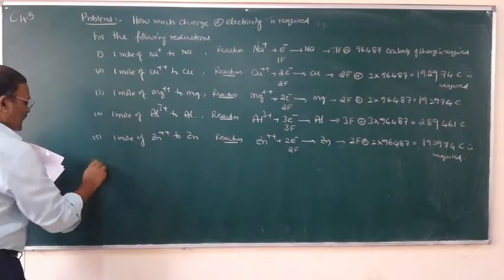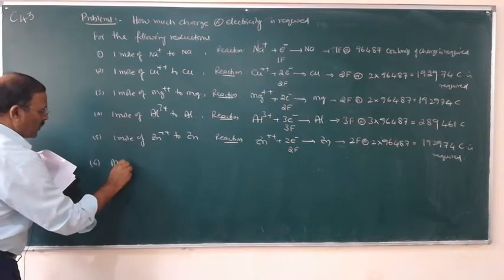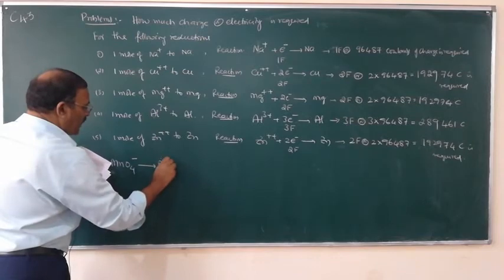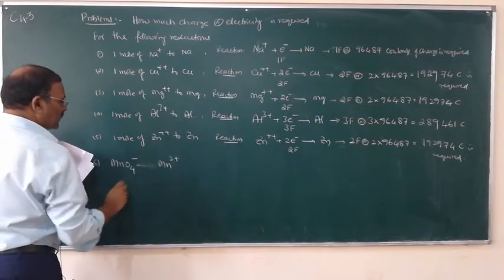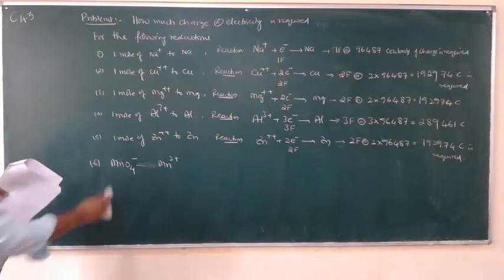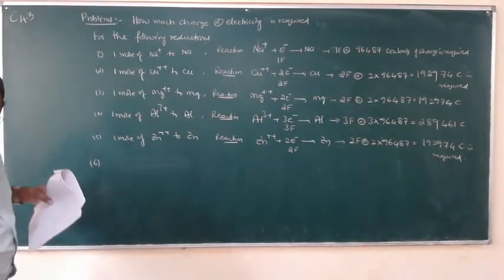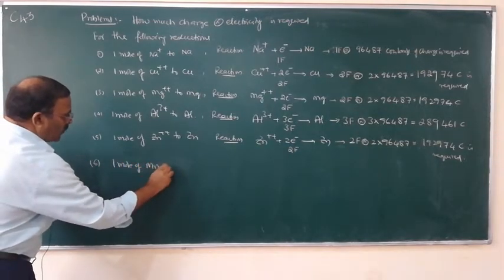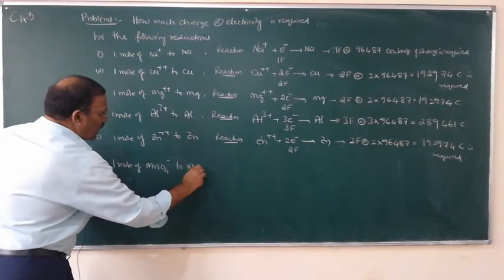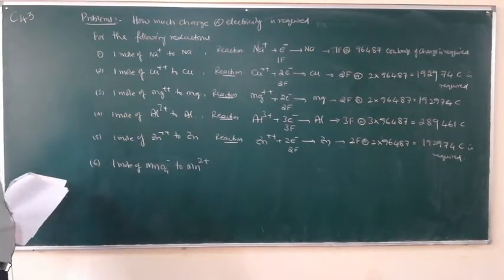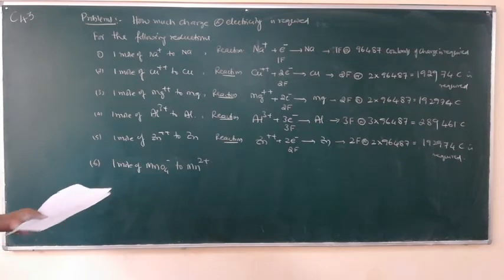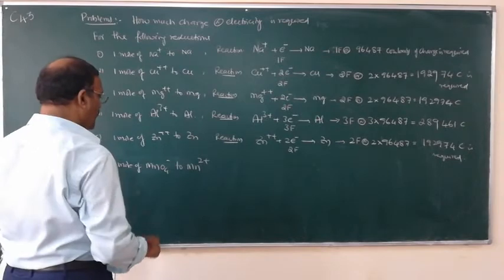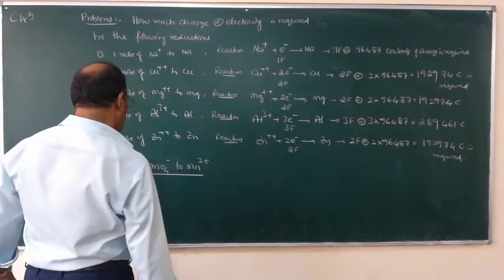So lastly, the sixth one, MnO4 minus to Mn2 plus. One mole of MnO4 minus to Mn2 plus. How much electricity is required for the discharge of 1 mole of MnO4 minus? So this is very important here.